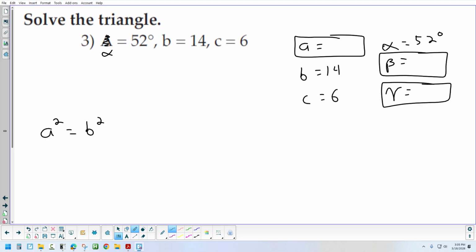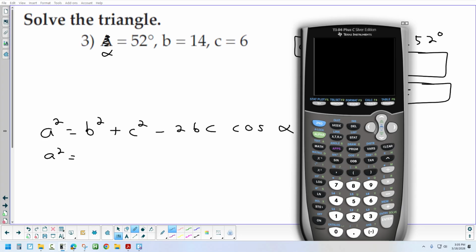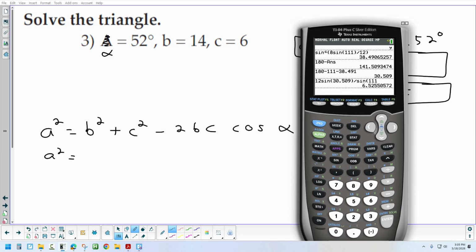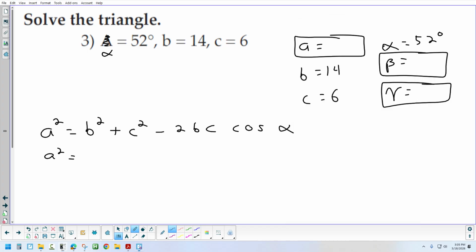B squared plus C squared minus 2BC cosine alpha. Yep. And now we're going to fill all that in as much as we can. So A we don't know. B squared, that's 14 times 14. What's that, is that 196? Yeah, 196.